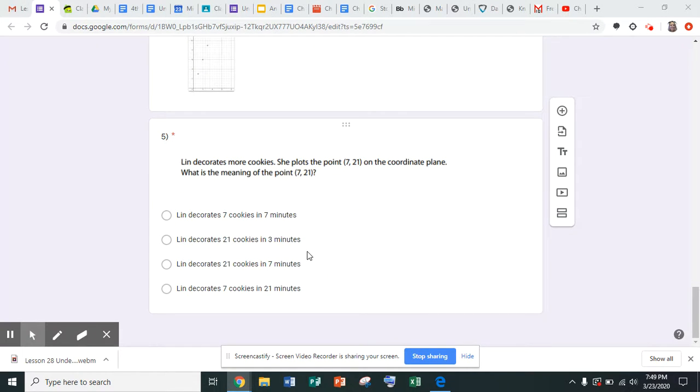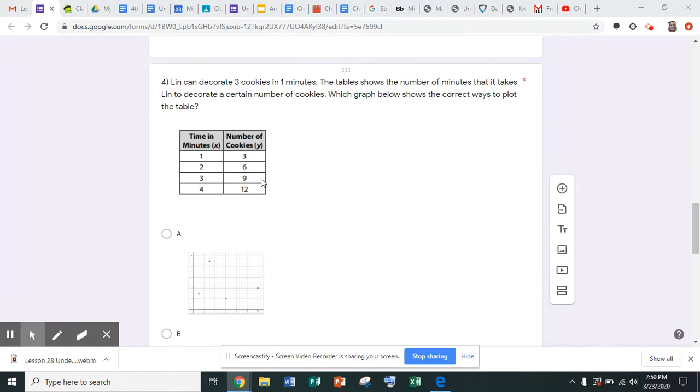And then your last question, number five. Lynn decorates more cookies. She plots the point 7, comma 21 on the coordinate plane. What is the meaning of the point 7, 21? The first choice is Lynn decorates 7 cookies in 7 minutes. Lynn decorates 21 cookies in 3 minutes. Lynn decorates 21 cookies in 7 minutes. Or Lynn decorates 7 cookies in 21 minutes.